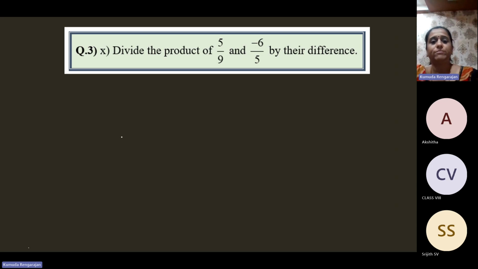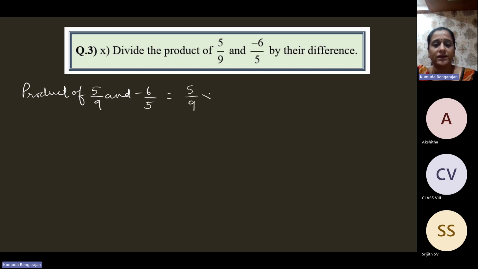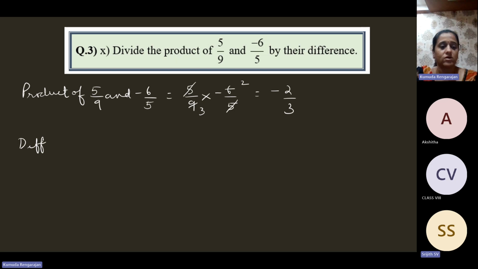All right. Divide the product of 5 by 9 and minus 6 by 5 by their difference. So we first have to find the product of 5 by 9 and minus 6 by 5. How do you find the product? You have to multiply 5 by 9 into minus 6 by 5. So 5 cancels, 3 2s are 6, 3 3s are 9. So it's minus 2 by 3. Now the difference of 5 by 9 and minus 6 by 5.